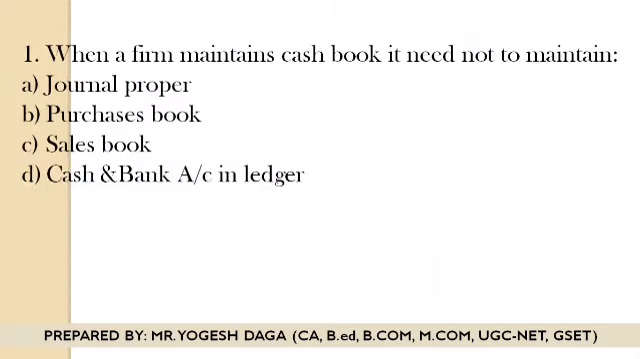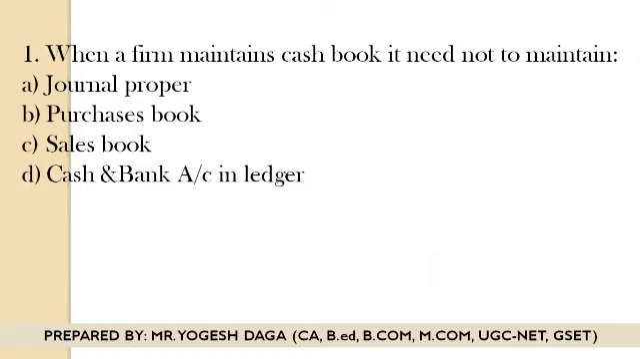First question: when a firm maintains a cash book, it does not need to maintain. What are the various options? General journal is not needed, or purchase book is not needed, or sales book is not needed, or cash and bank account in the ledger is not needed.